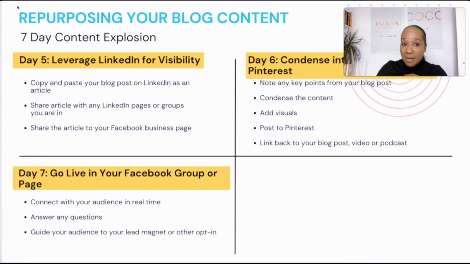And then on the last day, day 7, what you're going to do is use your Facebook group or your Facebook page to connect with your audience in real time. You're going to do this by speaking about the topic of your blog post. Use the key points of your blog post as a springboard for a live discussion. And remember to add a call to action at the end of your discussion that really easily guides your audience to your lead magnet or some other opt-in to grow your email list.